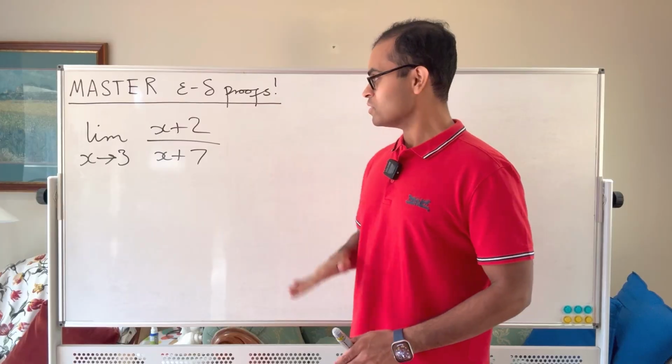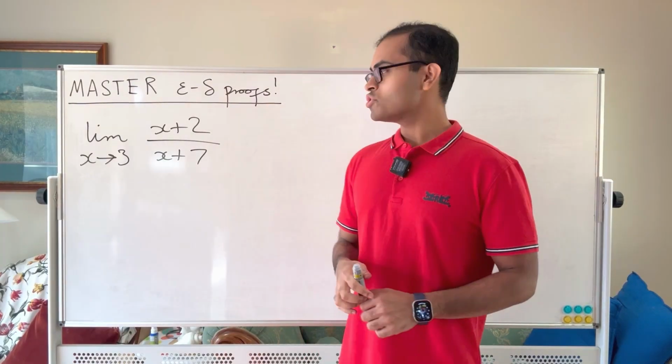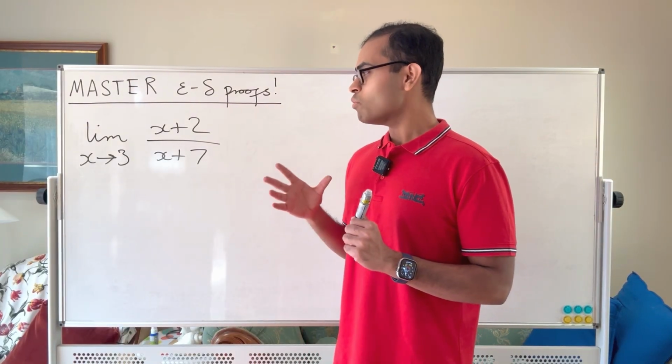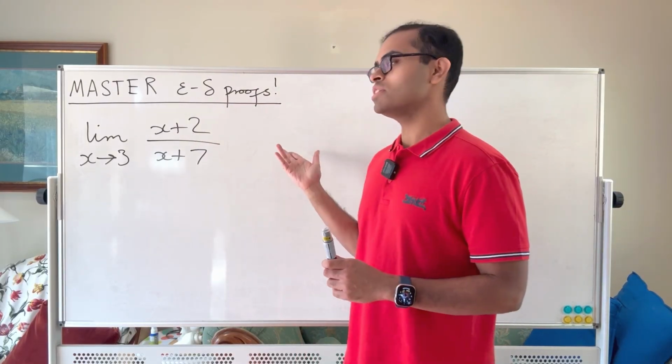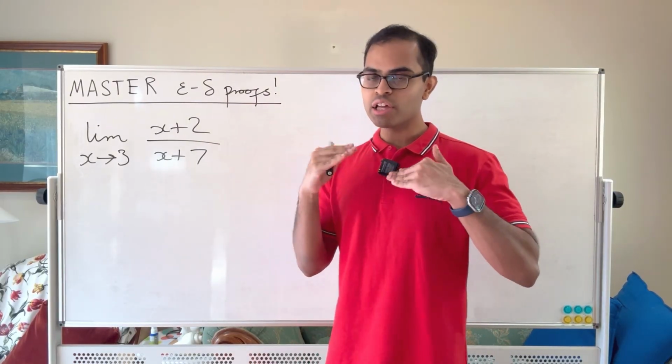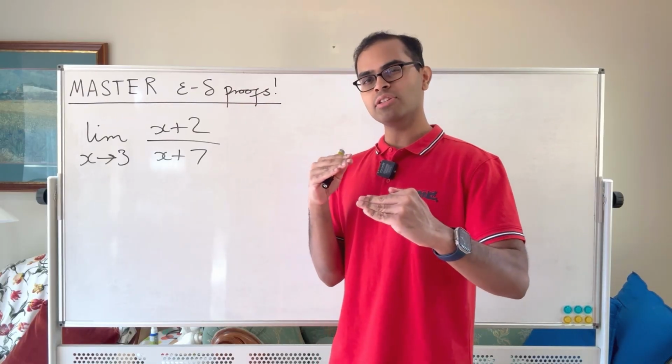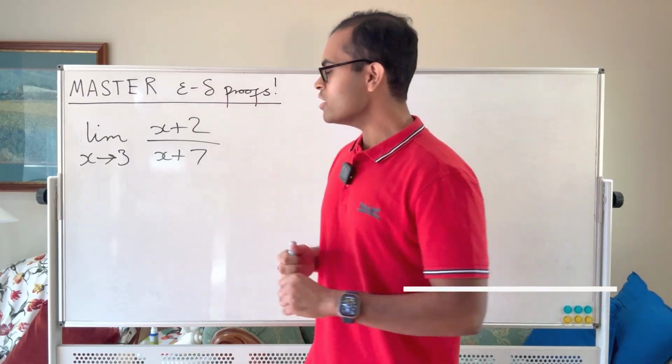It's going to be the limit as x goes to 3 of (x plus 2) over (x plus 7). So we've got this example, and what I want you to do is actually try it yourself. Try to play around with it yourself and then watch the video just to confirm and see how we're both thinking about it, so you can really consolidate your understanding. So try to work along.